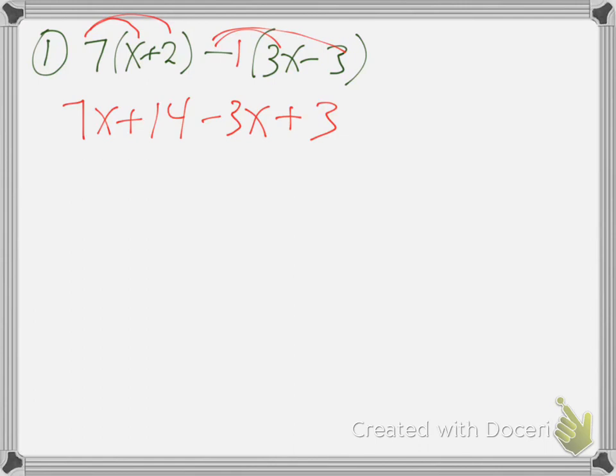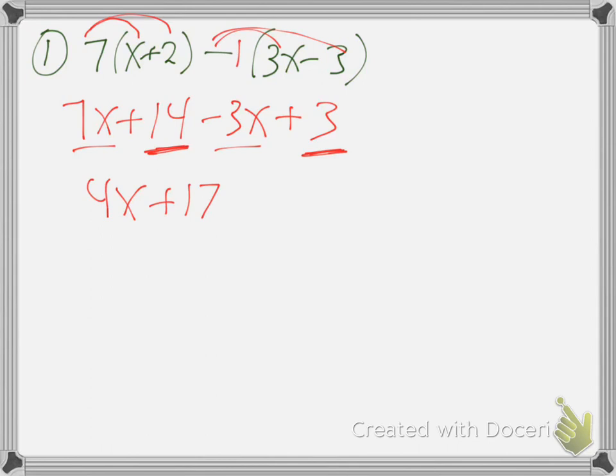Now what do we do? Then we group the similar terms. What are they called? Like terms. Like 7x minus 3x is 4x. And 14 plus 3 is 17. All is well? Remember all that? Questions I can answer?